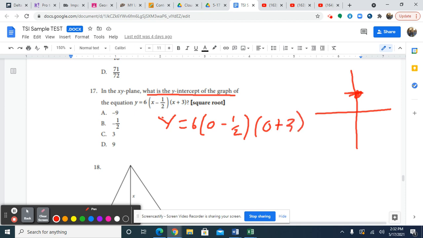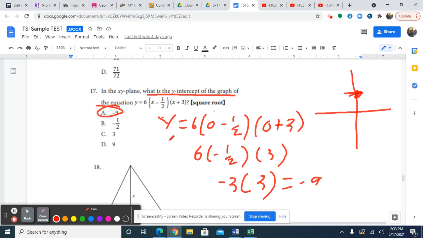So this is going to be 6 times negative 1/2 times 3. So 6 times negative 1/2 gives us negative 3. And then negative 3 times positive 3 gives us a negative 9. So the answer here is A.